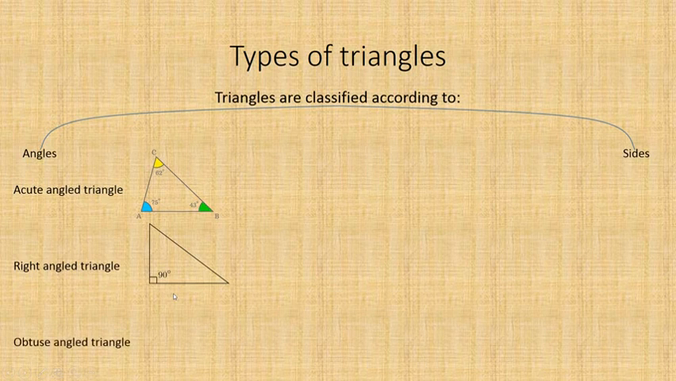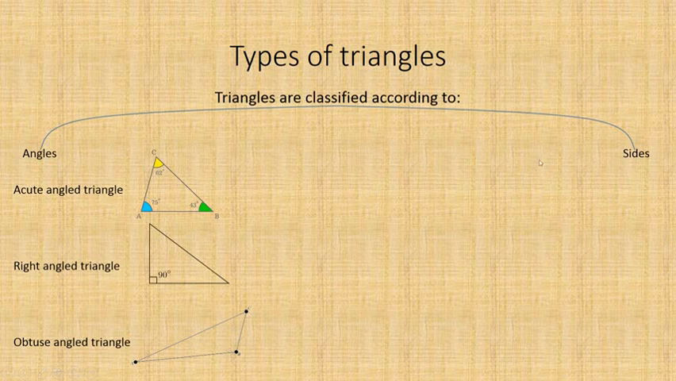Okay, the next one is the obtuse angle triangle, where the biggest angle of the three angles is more than 90 degrees. So where's the angle that is more than 90 degrees? Of course, this is the angle that is more than 90 degrees. It's not right. It's bigger than 90 degrees. So this triangle is an obtuse angle triangle.